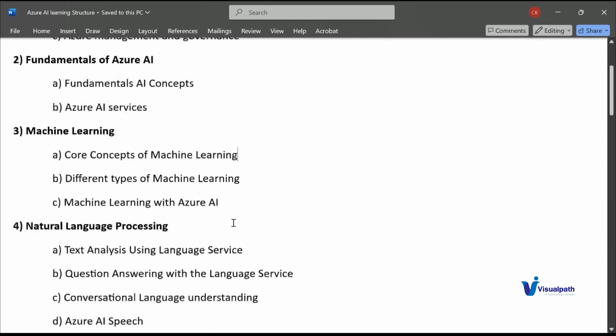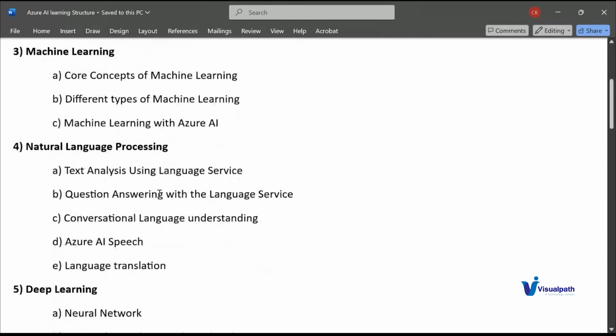After this, the next chapter is natural language processing, where Azure is providing many services, such as text analysis, question answering systems, conversational language understanding, and Azure AI Speech and language translation. All these are services provided by Azure.